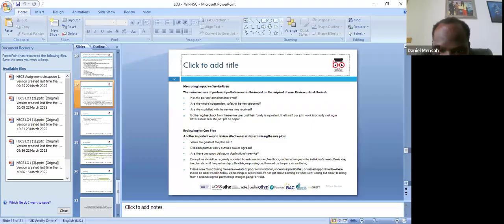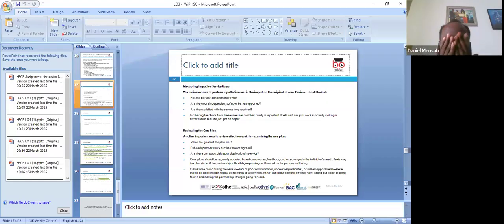Reviews should look at: has the person's condition improved? Are they more independent, safer, or better supported? Are they satisfied with the service they received? Gathering feedback from the service user and their family is important. It tells us if our joint work is actually making a difference in real life, not just on paper.